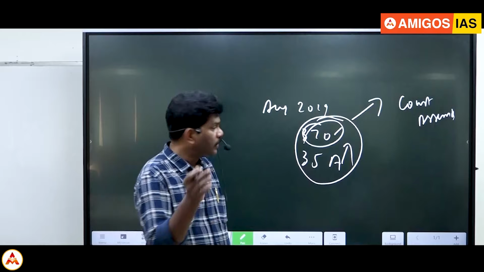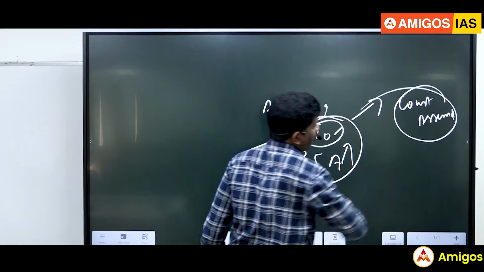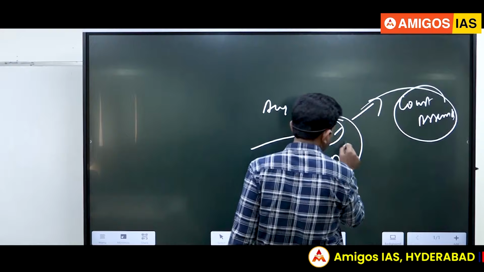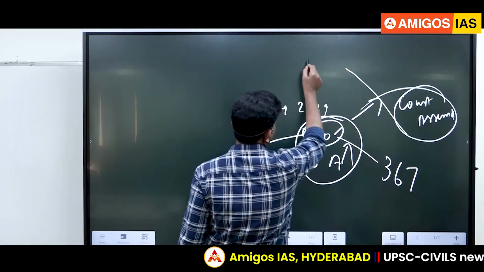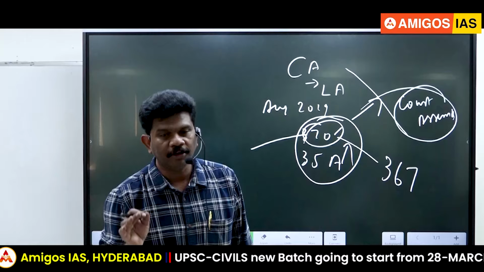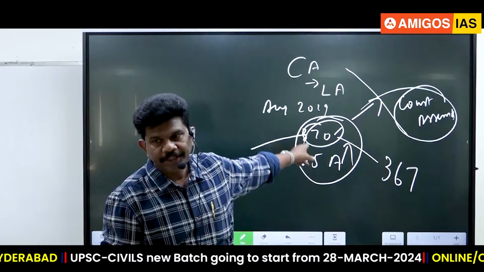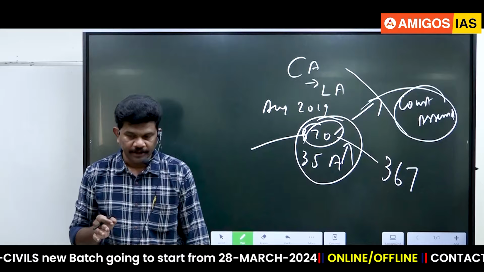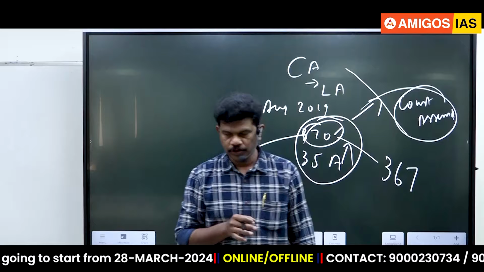But if you have to remove Article 370, who must remove it? Only on the recommendation of the Constituent Assembly. So then what we did was, we used Article 367 to change the meaning of Constituent Assembly to Legislative Assembly. Using Article 367, you can change the terms in the Constitution. Understand? So which article was used? Article 367 was used. Write it down.